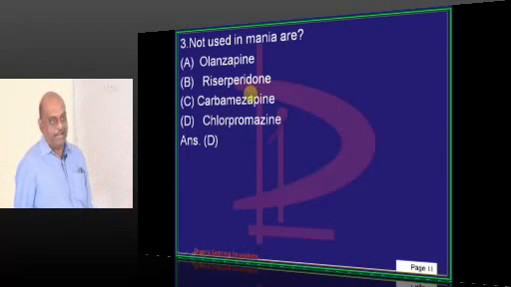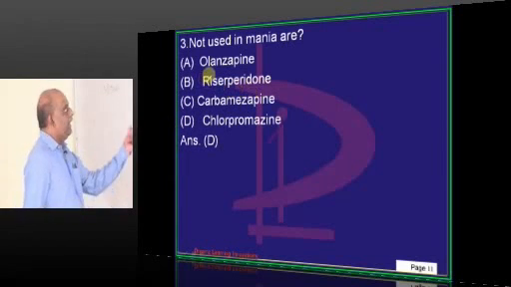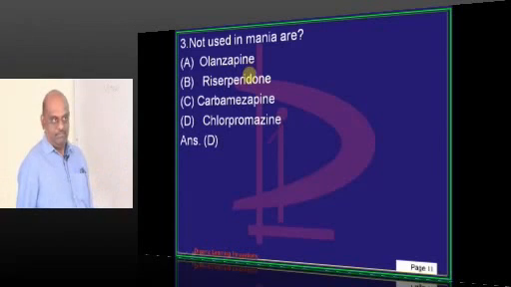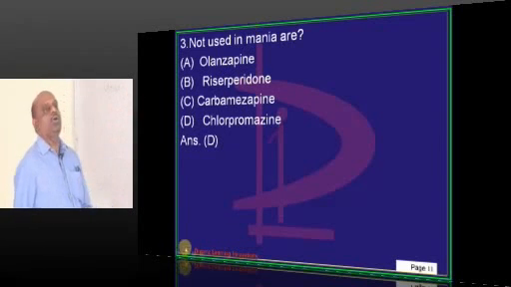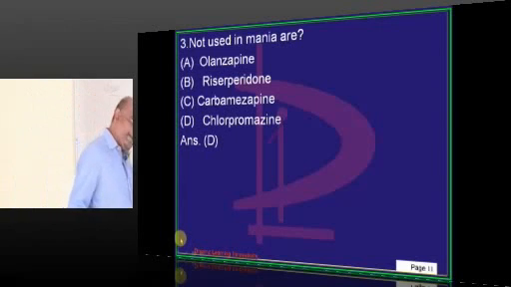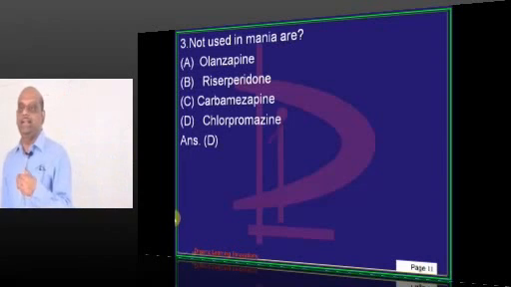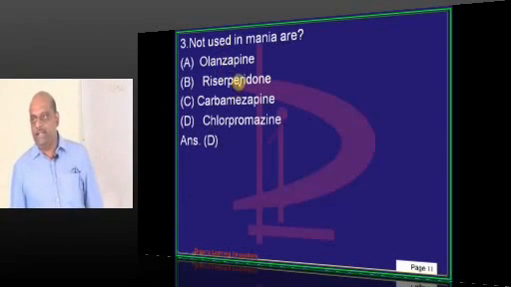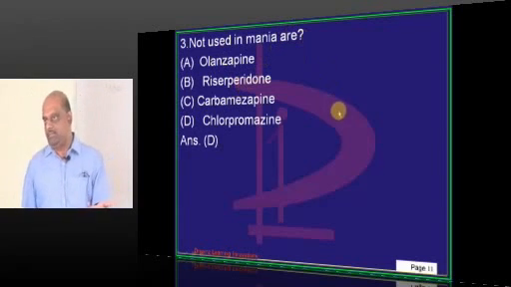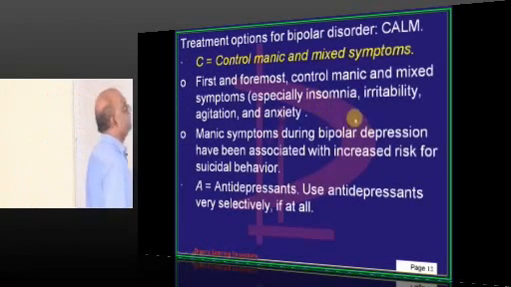Risperidone, though it is an antipsychotic. Then olanzapine, though it is an antipsychotic, we still use it in mania, but not chlorpromazine. Chlorpromazine is also an antipsychotic, but it is a typical antipsychotic. That's the reason we don't use it in the management of mania. Typical means non-selective, acting on both D1 and D4.